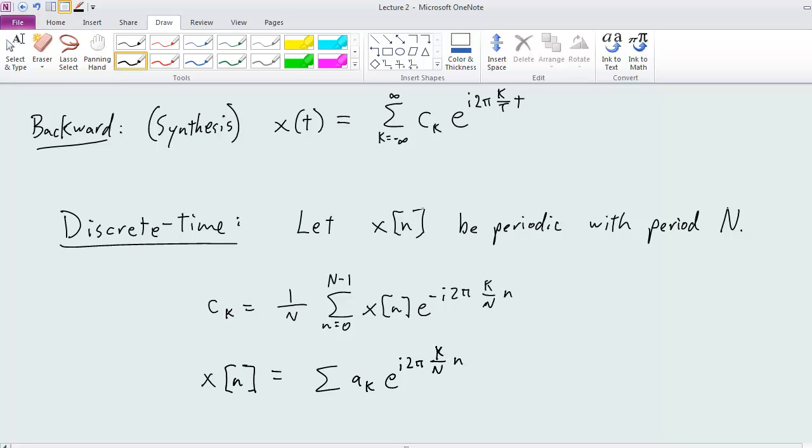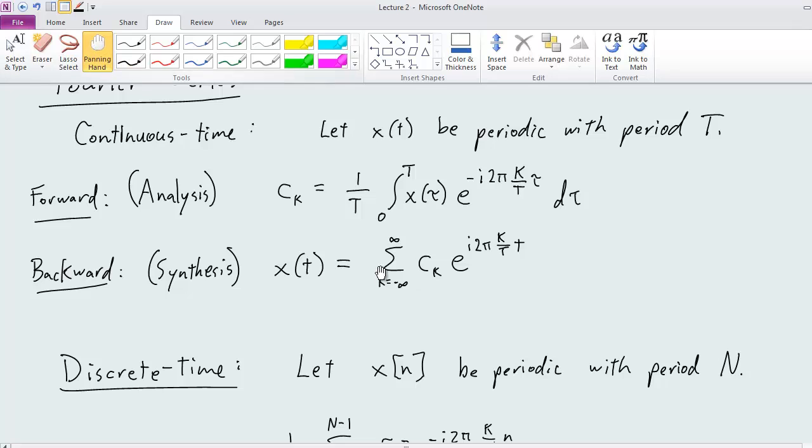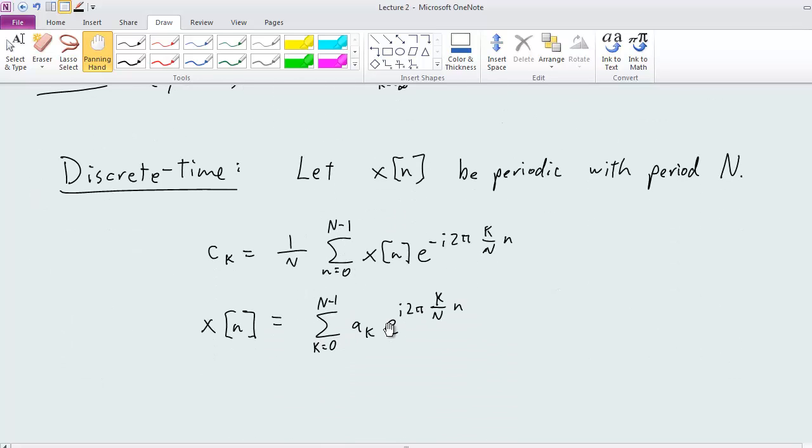Okay, it's the sum of these exponentials, but we don't actually have to have potentially infinitely many of these. In discrete time, you don't need more than the number of samples you started with. So we only really need a sum k equals 0 to n minus 1. That's the real difference between these. For continuous time, notice we had to sum potentially infinitely many things to represent an arbitrary periodic signal. In discrete time, you don't. You only have to sum at most n of these.